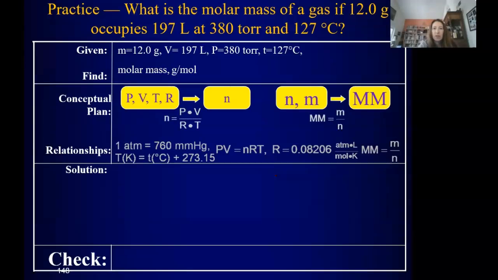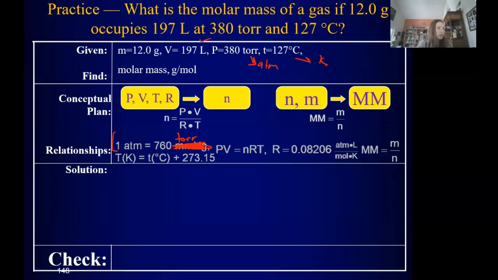Okay, so since we're going to use PV equals nRT, well, this is in torr. We need to convert to atmospheres. This has to go to Kelvin. We're okay with volume, right? And remember, here's the conversion right here. 1 atmosphere is 760 millimeters of mercury, or 760 torr. Remember, they're the same. Millimeters of mercury and torr, same thing.